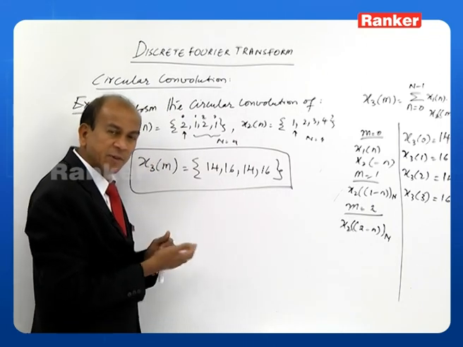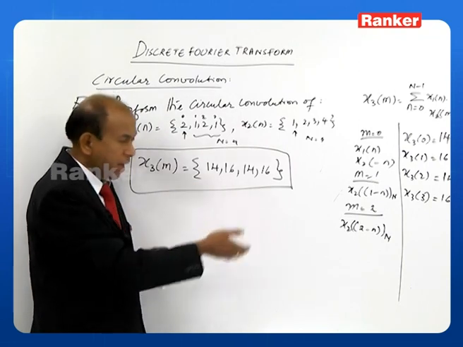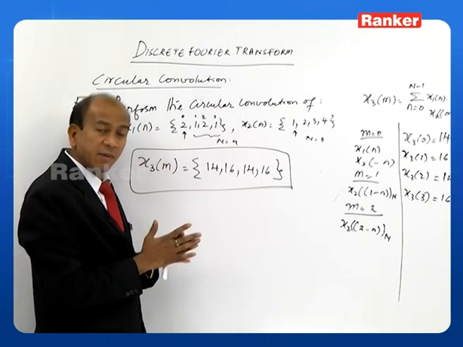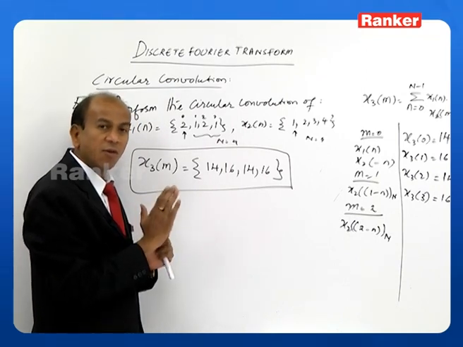Similarly, next time it is shifted by 2, that means the previous one is shifted by 1. Okay, like that you do this, then you'll get an answer which is equal to the final result after circularly convolving.